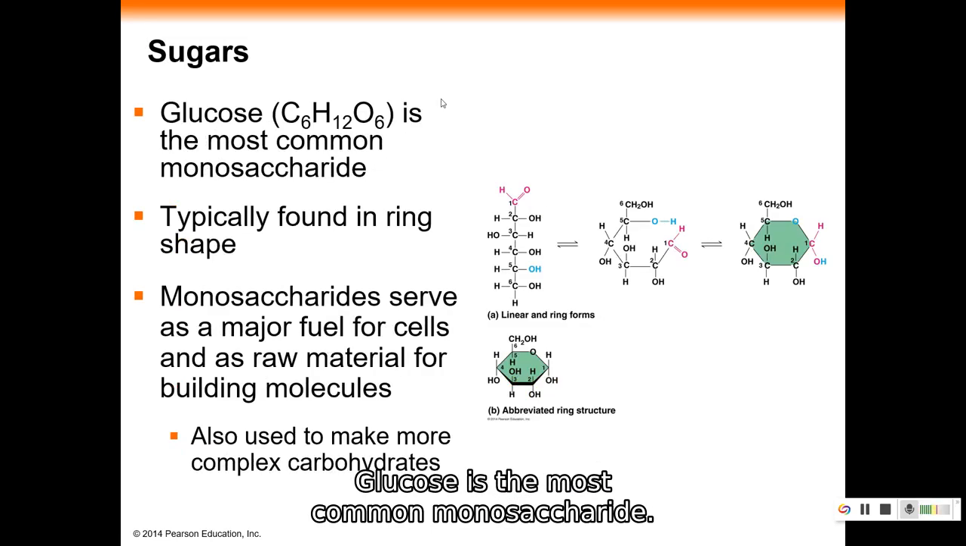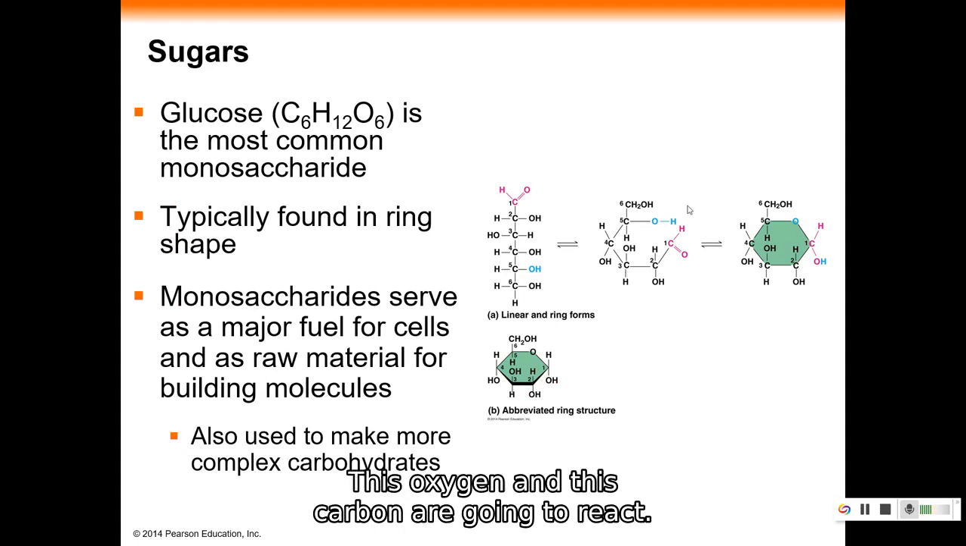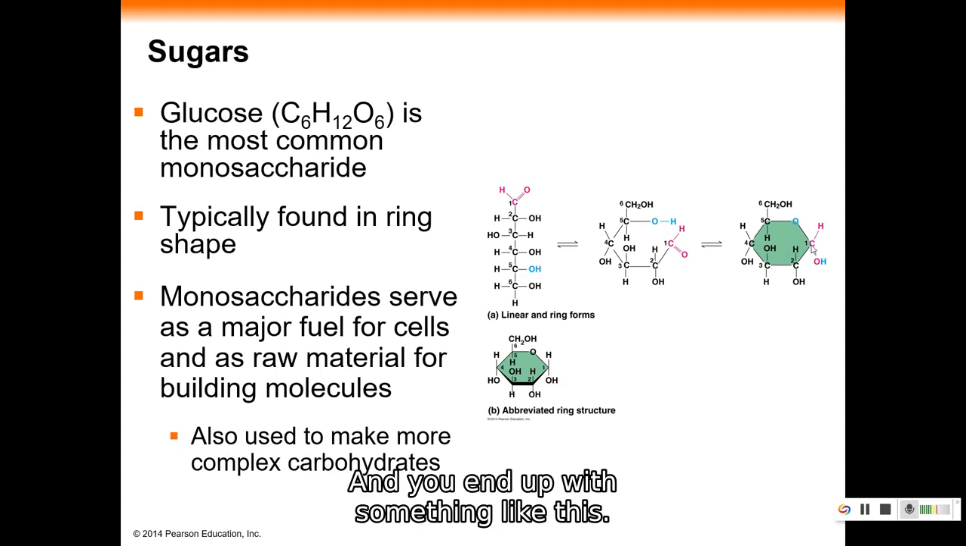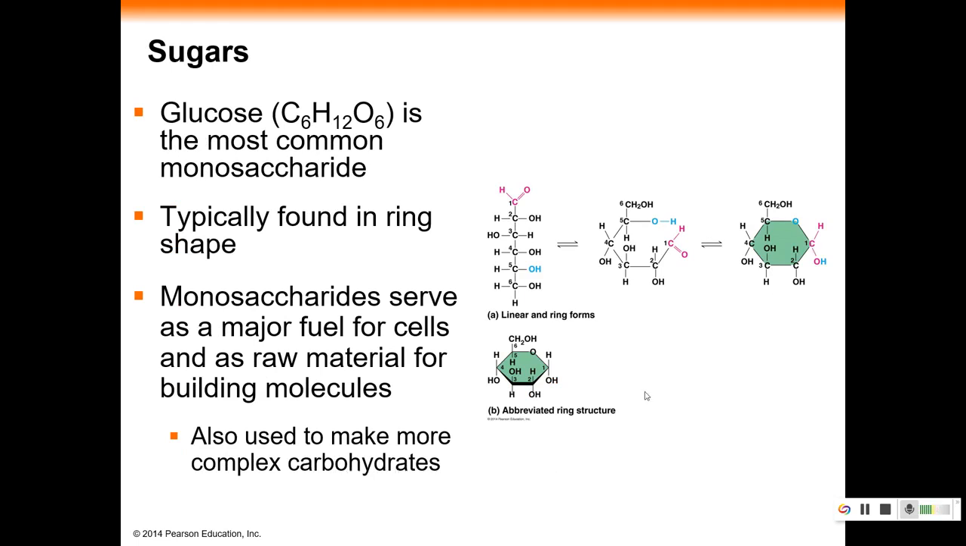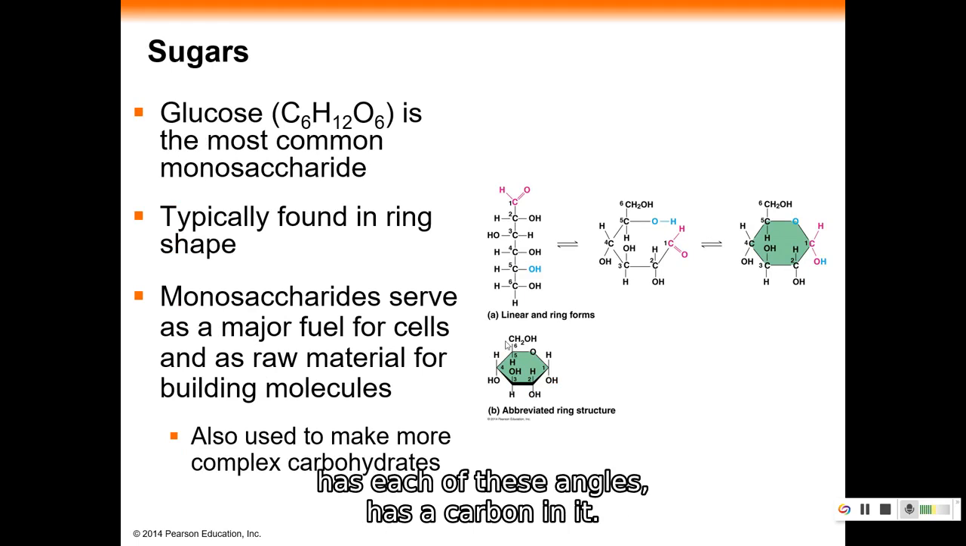Glucose is the most common monosaccharide. It is C6H12O6. Molecularly, you could draw it out like this, but in a cell, it's going to pretty quickly form a ring shape. This oxygen and this carbon are going to react, and you end up with something like this. Again, instead of drawing out all those carbons, you just assume that each of these angles has a carbon in it.